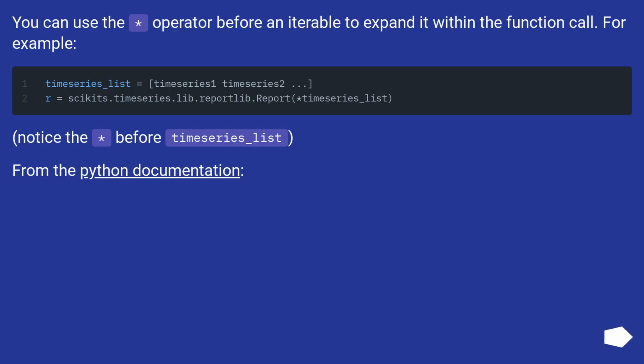You can use the * operator before an iterable to expand it within the function call. For example, notice the * before time_series_list.